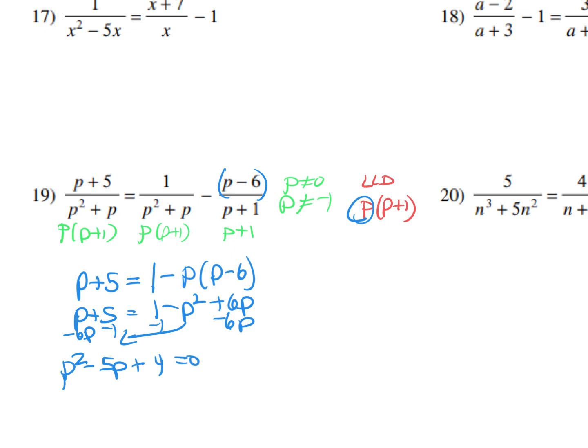And then I'm now going to be able to factor two numbers that multiply to a positive 4 and add to a negative 5. And that is going to leave me with the answers of 4 and 1 for p. And then I'm just going to double check that I didn't run into the values that I'm not able to have, based on the denominator not being permitted to be a 0.